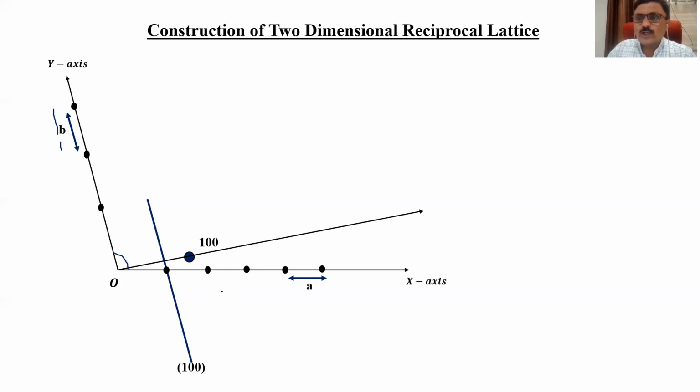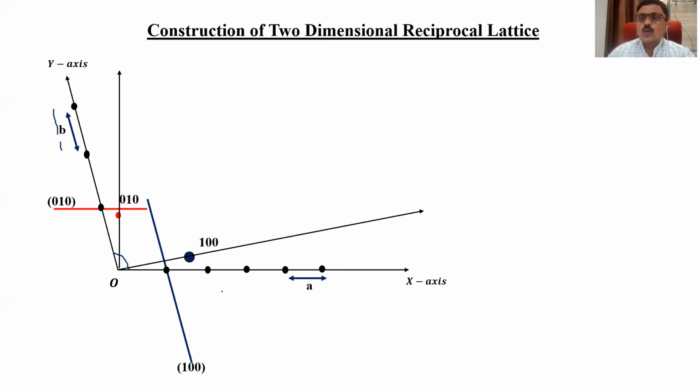Now let us consider the 010 plane. That means the plane is making an intercept along the b-axis or y-axis, and that plane will be somewhat like this, the 010 plane. Now how to construct the reciprocal lattice point? Draw the normal to this plane. So the normal will be like this. This is the normal drawn to the 010 plane, and we have to keep the point at a distance equal to the reciprocal of the interplanar spacing corresponding to the 010 plane, and that reciprocal lattice point will be shown somewhat like this. Again, remember that I have not used a parenthesis, means that is the reciprocal lattice point.